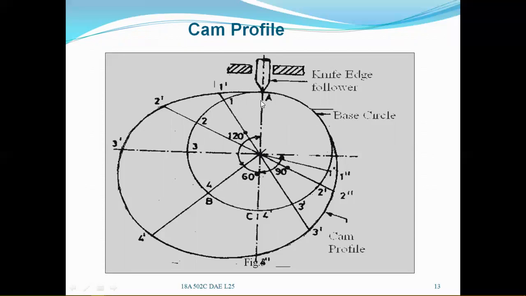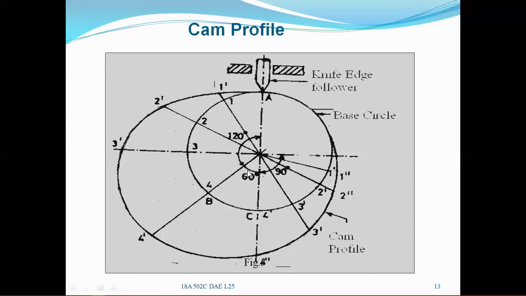And from OA, mark the angles. As the cam is rotating in clockwise direction, we have to think that the follower is moving in anti-clockwise direction over the cam. That's why mark the follower motion in the opposite direction to the motion of the cam. So as the follower is moving in this direction, we mark from OA in anti-clockwise direction an angle of 120 degrees, which represents the outstroke.